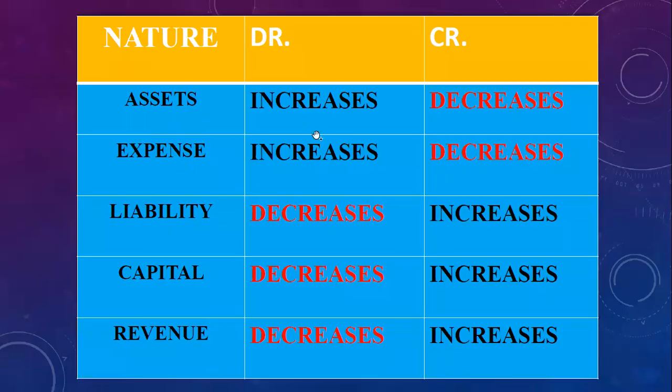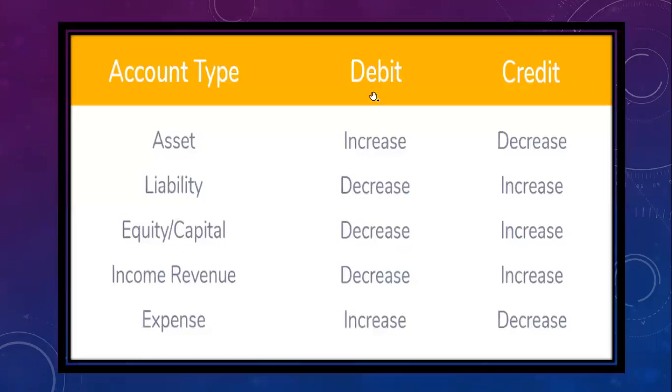Okay. You have to write it down in this way. Debit and credit should be at the top, and you have to write increases and decreases. This is another way you can write. Here they have given you the same pattern. Account type, assets and expenses, when they are increasing, they are at the debit. And liability, capital, and revenue, when they are increasing, they are at the credit.